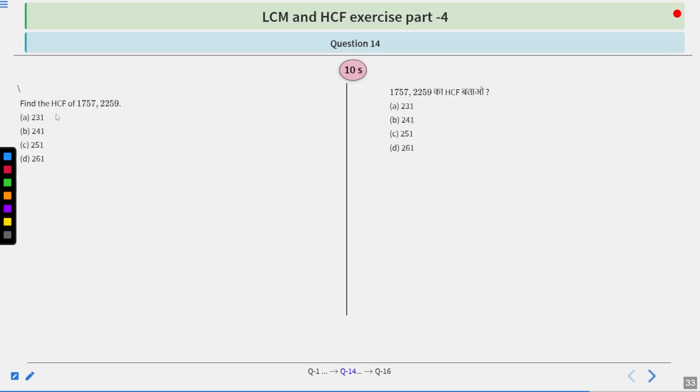Find the HCF of 1757 and 2259. The options are 231, 241, 251 and 261. These are the options.